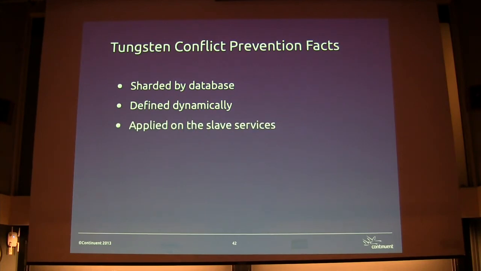It is applied on the slave service. So the slave will check the rules and say, okay, this record comes from an authorized master, I will let it go. If it comes from a non-authorized master, then we have some strategies. You can say error, which is the default. If we get a bad record, we make replication fail.